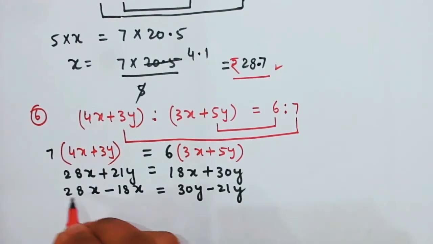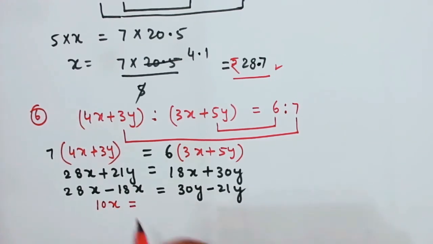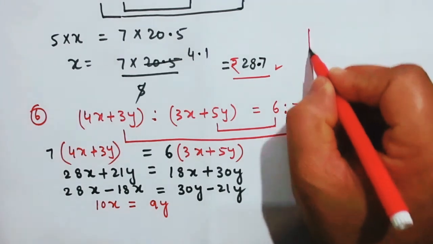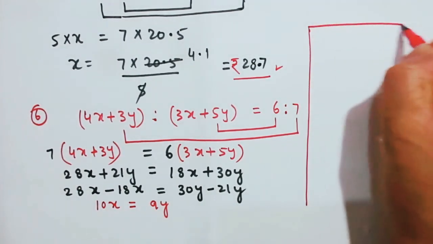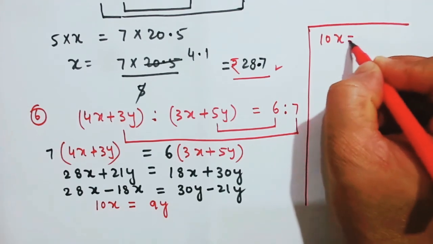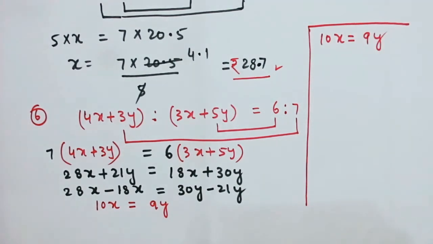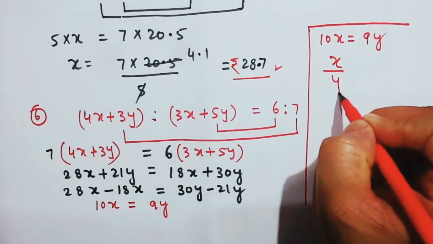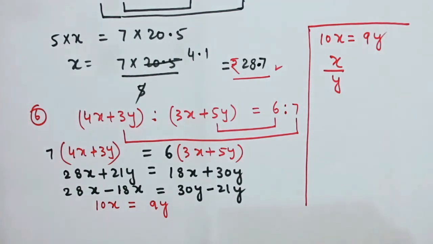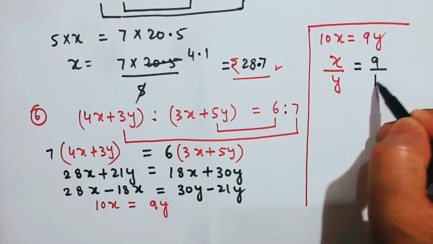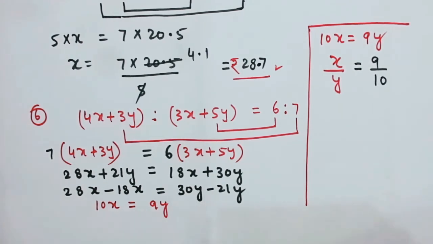So 28x minus 18x will give you 10x is equal to how much? 9y. 10x is equal to 9y. My dear, when you get 10x is equal to 9y, what were you asked? You were asked to find the ratio of x by y. Yes or no? So x by y will be equal to 9 by 10. Now you will say, how sir?